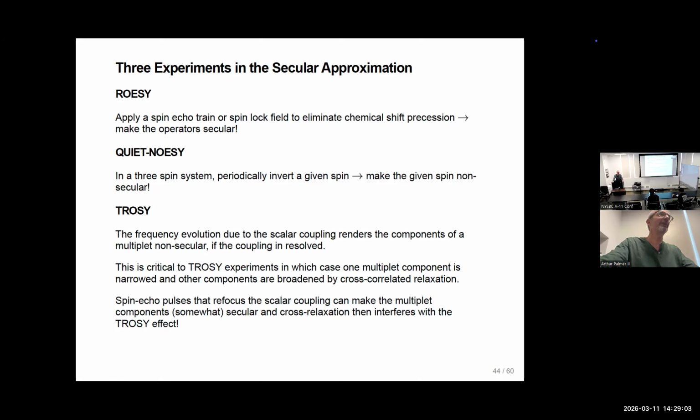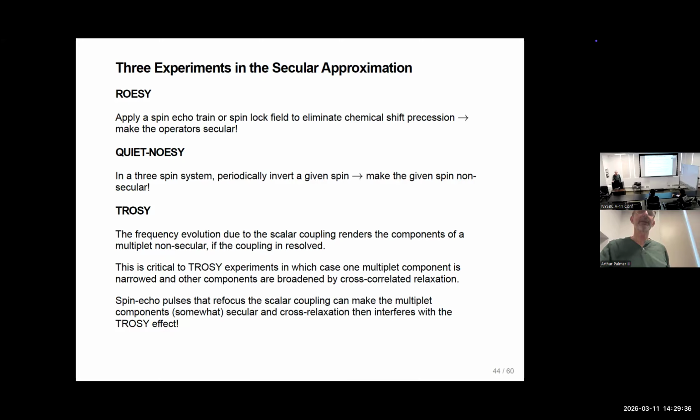It also turns out that chemical exchange crosspeaks in the Nosy have the same sign as the real NOE peaks in the Nosy spectrum. So it can be hard to tell them apart. But in a Rosie, the chemical exchange peaks have opposite sign from the ROE peaks. So sometimes people run a Rosie in order to check, do I have any chemical exchange cross peaks?